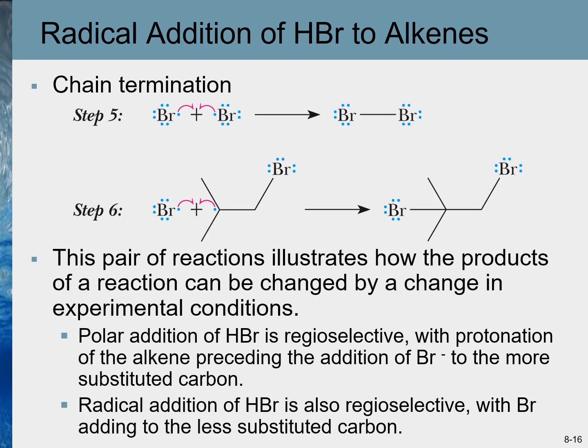And finally, in the chain termination step, the two bromide radicals combine with each other to give us bromine gas. So this step involves the destruction of free radicals, and another way to destroy the free radical is the combination of a bromide radical with the alkyl radical to give us a dibromo product.